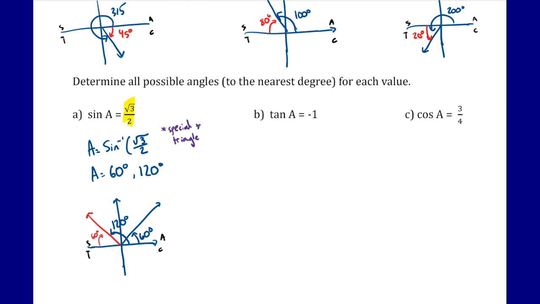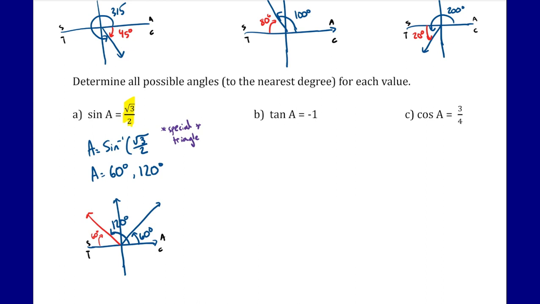Our calculator is only going to give us one answer, though. It's only going to give us the answer in quadrant A, the all option. It's only going to give us that smallest angle, measuring from this first one. So we just want to find the second angle, or the second option, as well.